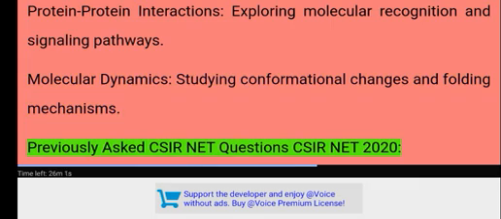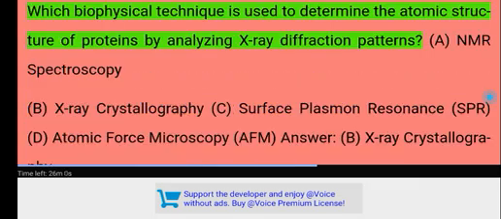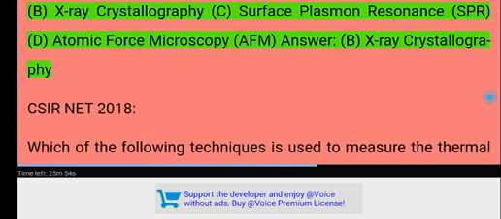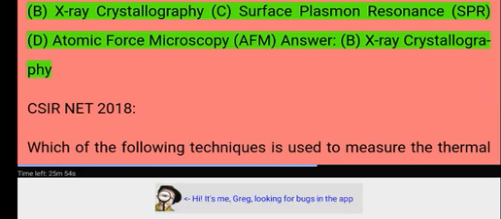Previously asked CSIR NET question, CSIR NET 2020. Which biophysical technique is used to determine the atomic structure of proteins by analyzing X-ray diffraction patterns? A. NMR spectroscopy. B. X-ray crystallography. C. Surface plasmon resonance, SPR. D. Atomic force microscopy, AFM. Answer: B. X-ray crystallography.